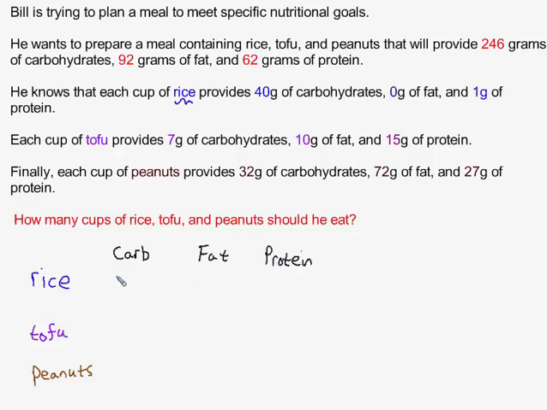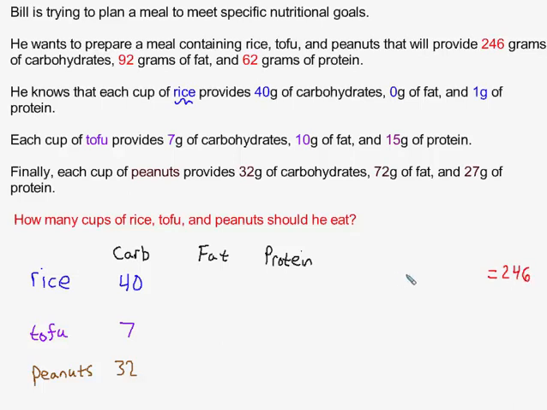Going back to the story, rice provided 40 grams of carbohydrates, the tofu provides 7 grams of carbohydrates, and the peanuts provided 32 grams of carbohydrates. This information alone will help me write one of the three equations needed to solve this problem. It was given that the three foods must provide 246 grams of carbs. So I want to know how many cups of each of the three foods he must eat so that after eating all three foods, it will equal 246 grams.